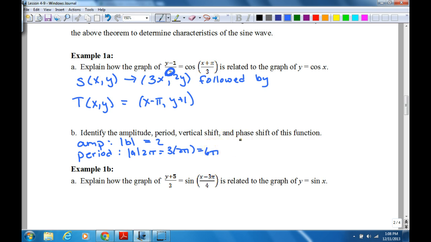So the vertical shift will equal 1. Yep, vertical shift is moving plus 1, because look at the y right here. It shifts up plus 1. And then the phase should be pi. Yep. Phase shift is not just pi, but minus pi, because it's going to the left. What's the phase again? Phase is the horizontal shift. So minus pi goes to the left.